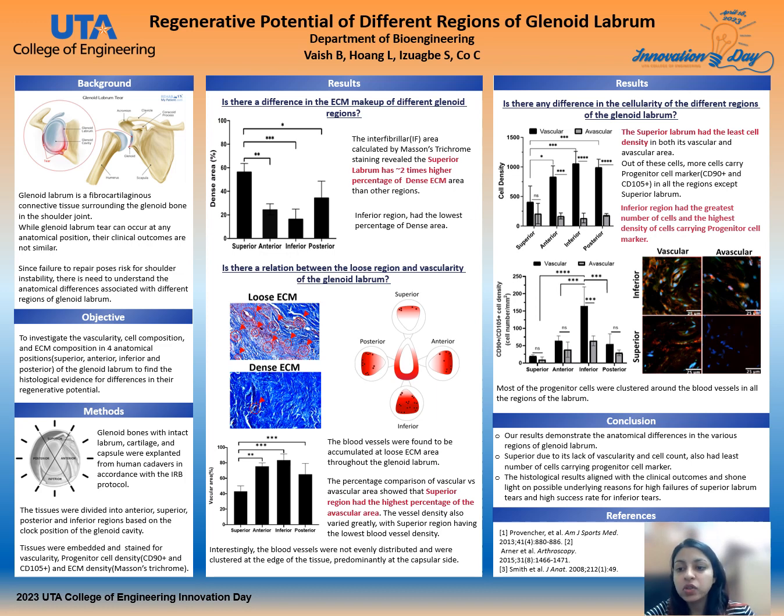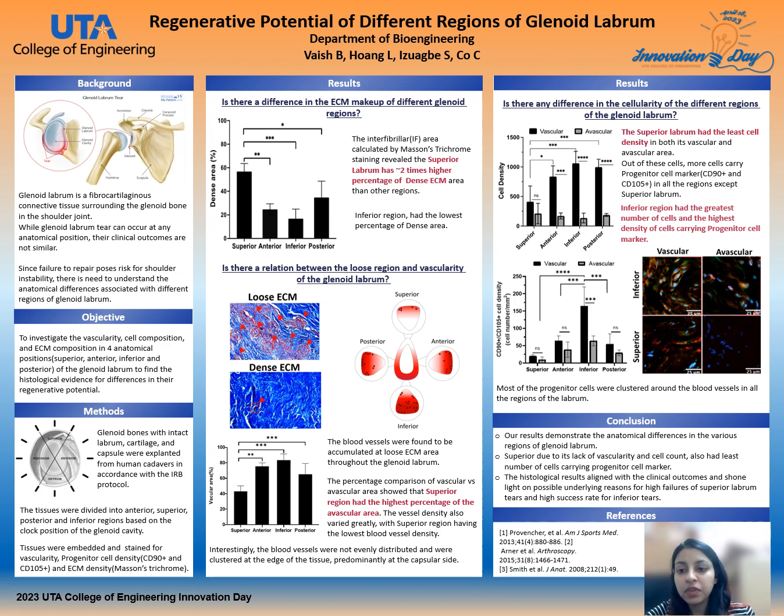What we did was we took the tissues explanted from human cadavers of the whole glenoid joint. We took the labrum and divided it into 4 regions: the anterior, posterior, superior, and inferior. The collected tissues were then processed for histology, and different staining methods were used to analyze the different compositions.